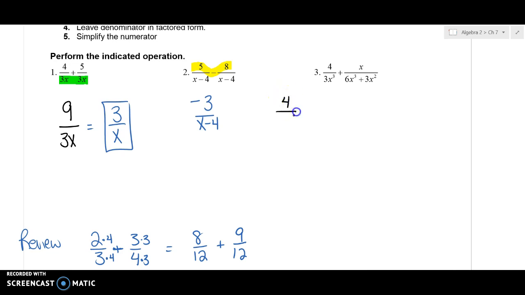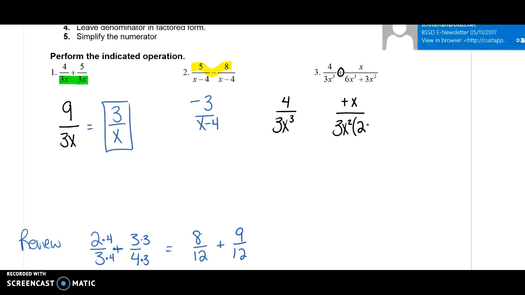We have 4 over 3x to the third. Give yourself some space. I'm going to attach the plus sign to the x. And I need to factor that second denominator. How could I factor these two terms? What do those two terms have in common? 3x squared. And if I do 6x to the third divided by 3x squared, 6 divided by 3 is 2. X to the third divided by x squared is x. And then 3x squared divided by 3x squared is 1.